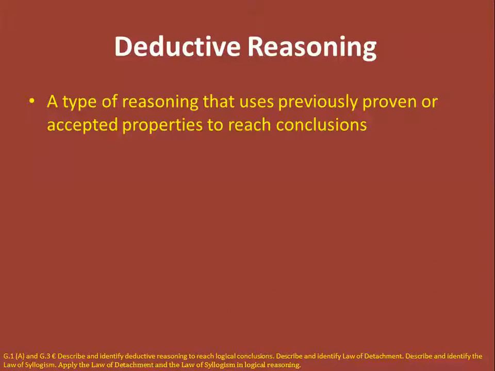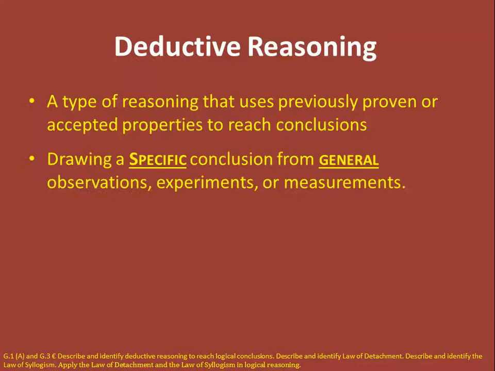Deductive reasoning is a type of reasoning that uses previously proven or accepted properties to reach conclusions. I don't like those words there. I think I copied and pasted and forgot to take those out. So I'm taking them out now. Ignore that.